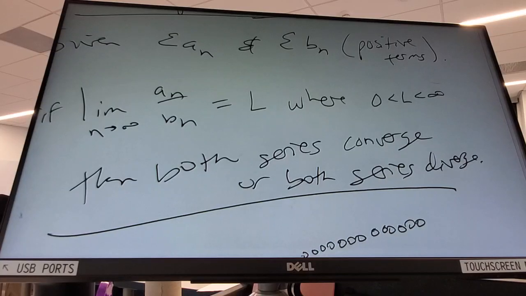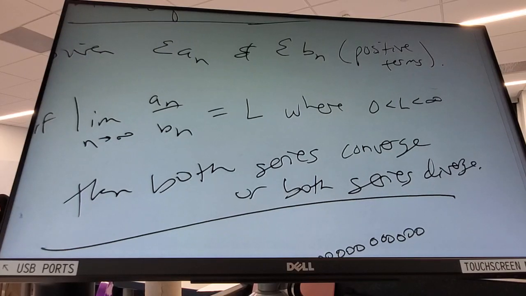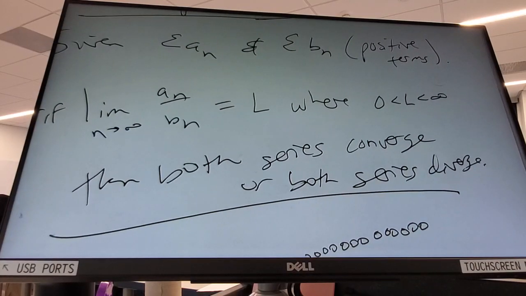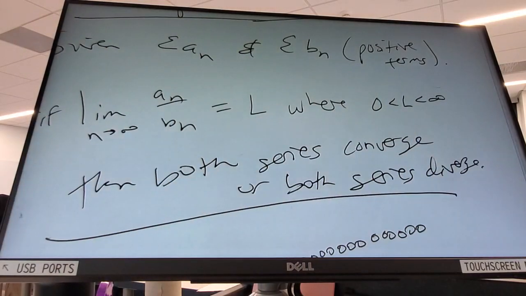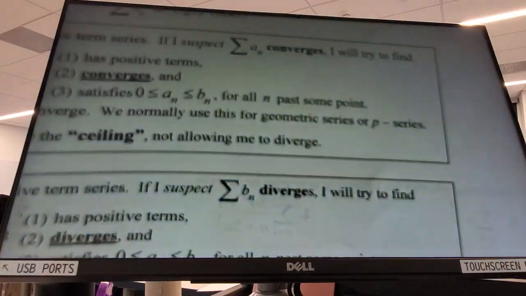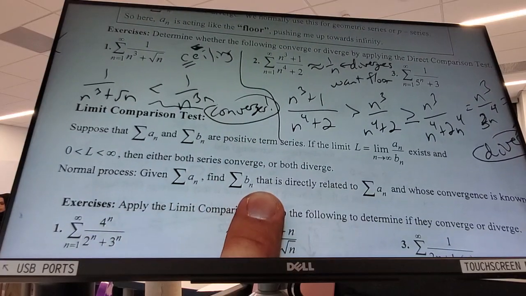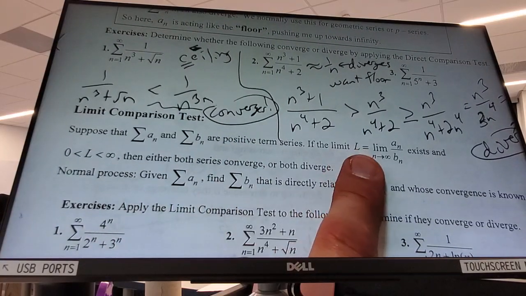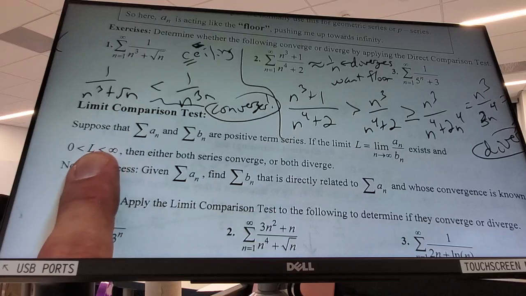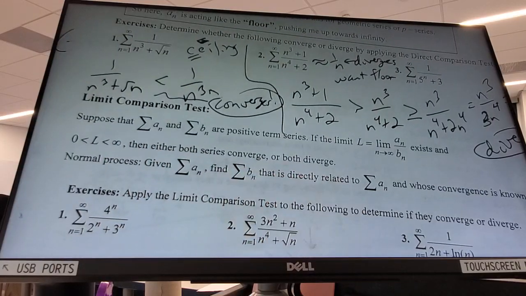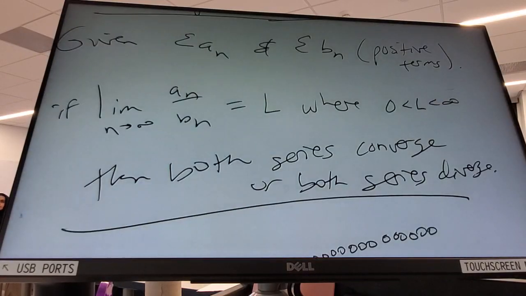So real quick, let's look at a problem we just did. Just to remind you guys, if you're writing all that down furiously, it's right here, right? It's on the sheet I gave you. If the limit exists and it's finite, then either both series converge or both diverge. Oh, we might as well do these.